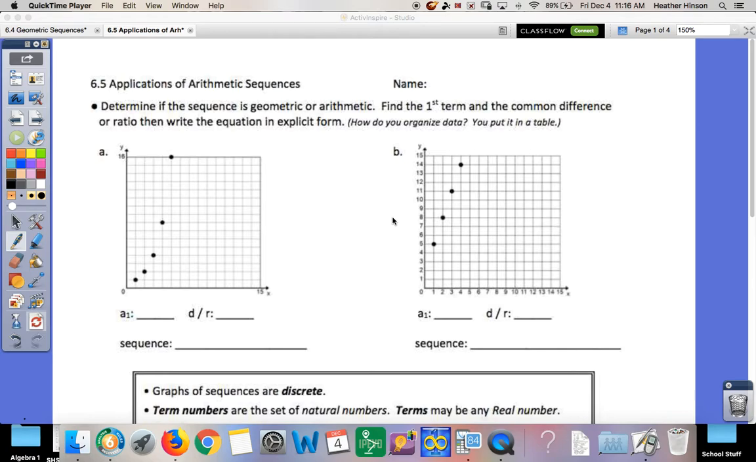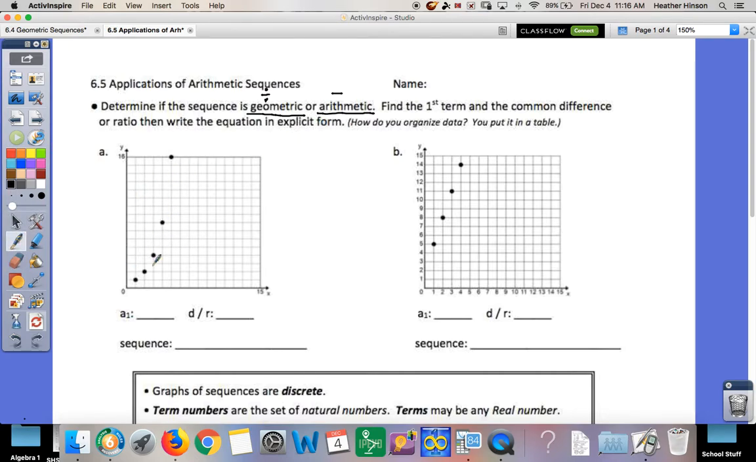This is Miss Henson. Today, we're going to look at lesson 6.5, which is just arithmetic sequences in word problems. So, a quick review first. We need to determine if these graphs are geometric or arithmetic. For geometric, that means you're going to divide backward. For arithmetic, you're going to subtract backward. You want to find the first term and the common difference or ratio. Then you're going to write the equation in explicit form, which is just your a of n equals the rest of the equation, depending on which equation we're using.